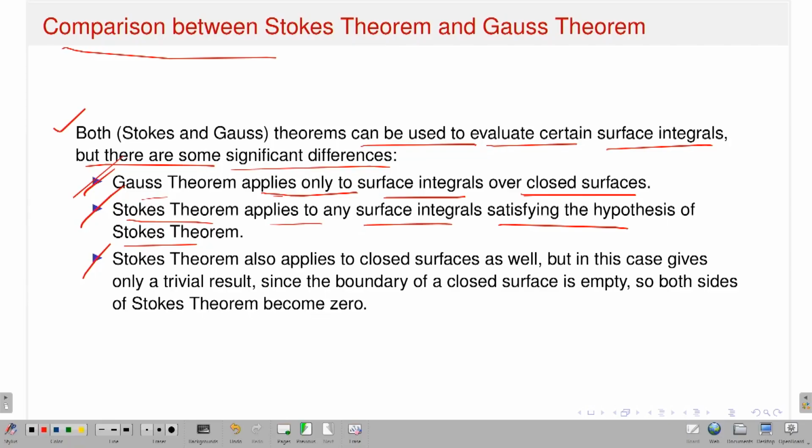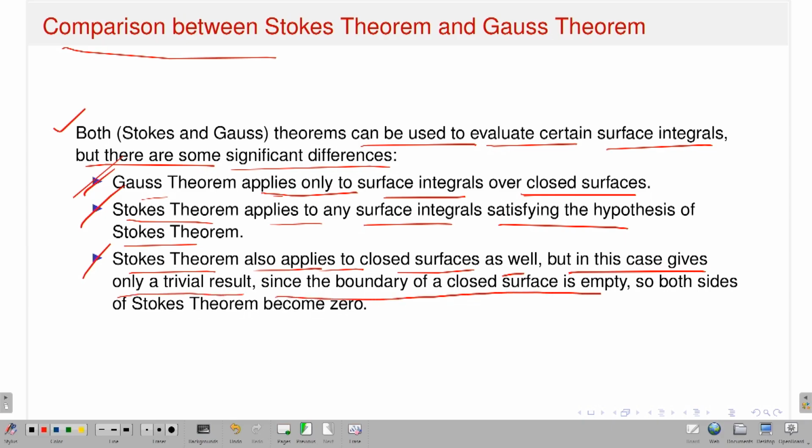What about the third one? The third one says that Stokes theorem also applies to closed surfaces as well, since it applies to any surface. But in this case, what will happen? Suppose I want to apply Stokes theorem in the case of closed surfaces. Closed surfaces mean there are no boundary points, so there is no boundary curve. Therefore the left hand side integral should automatically be 0. That is what I have written. But in this case it gives only a trivial result.